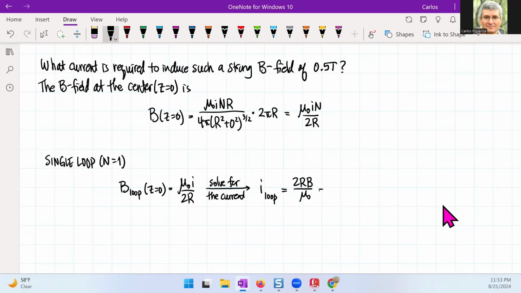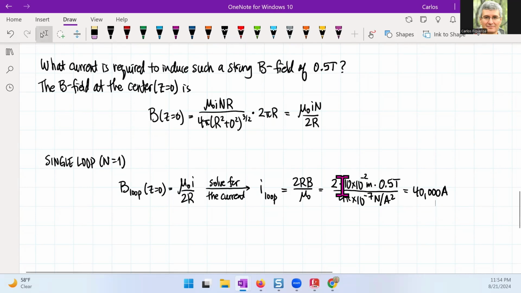So the values are that I'm going to have 2. What's the radius of this thing? It's going to be 10 times 10 to the minus 2 meters times a magnetic field of 0.5 Tesla divided by this constant, which is 4 pi times 10 to the minus 7 newtons divided by amp squared. And you get a value that reads 40,000 amps. That's a lot of current. That's kind of the current that's produced by power plants. That's a huge current.